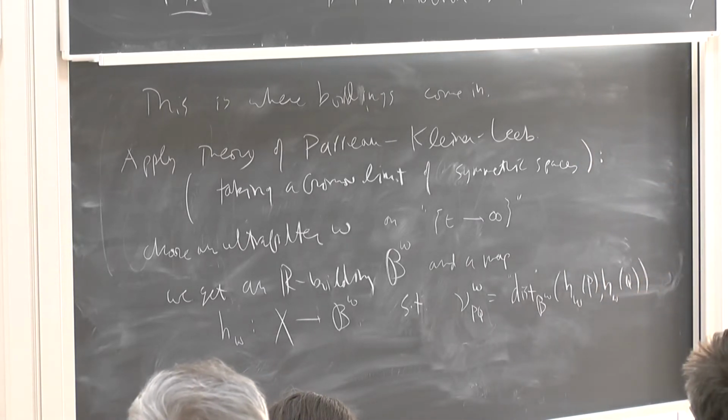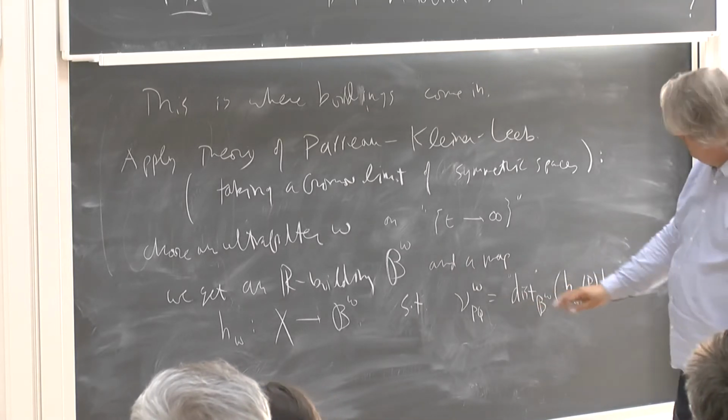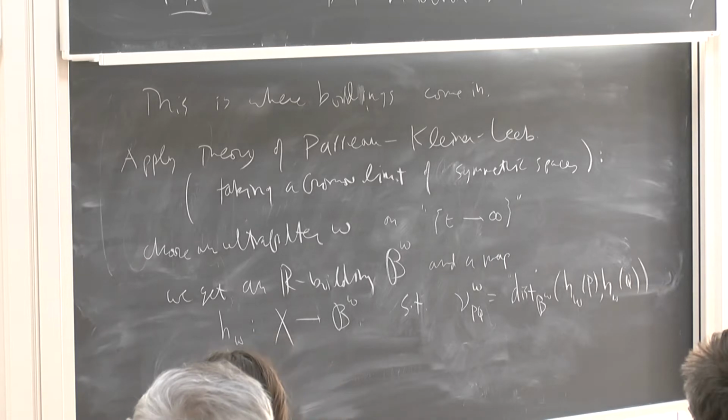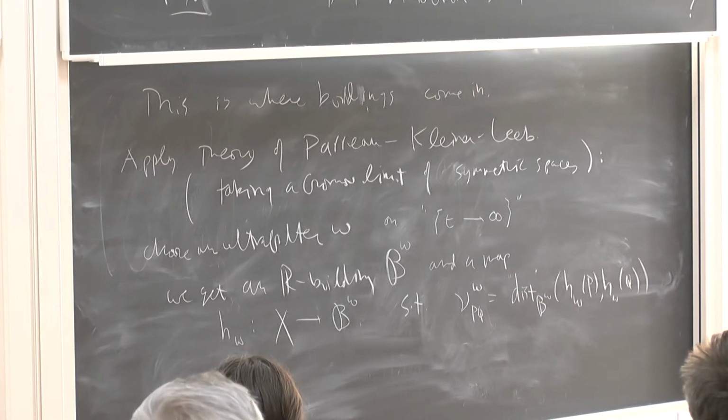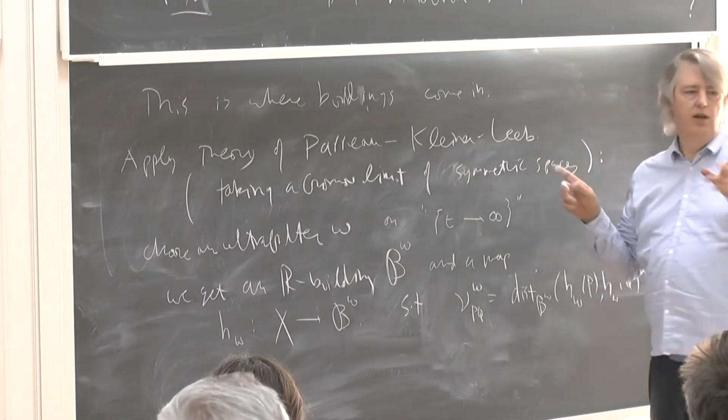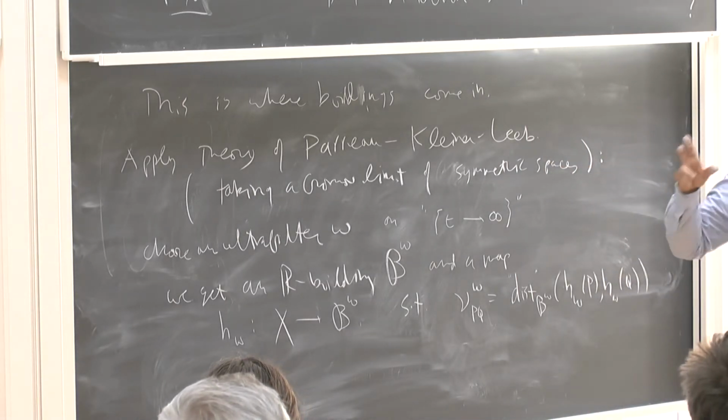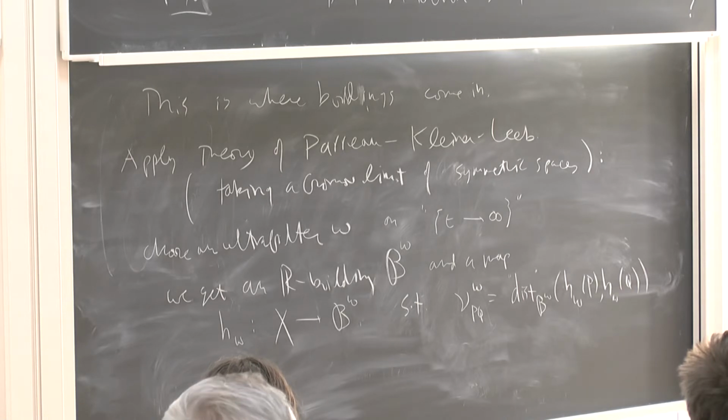A little caveat is needed here also. This is not really the Euclidean distance in the building, it's what you might call the Finsler distance. So what are the symmetric spaces? The symmetric spaces are the symmetric spaces GL(R, C) modulo U(R). The ones that appear in harmonic and non-abelian Hodge theory.